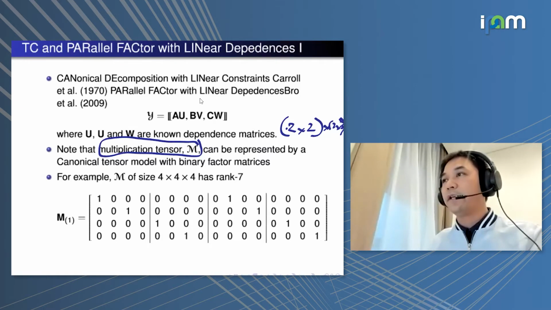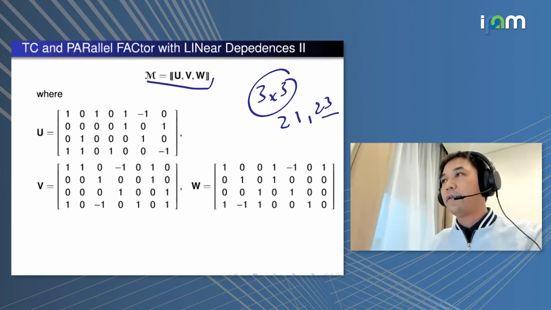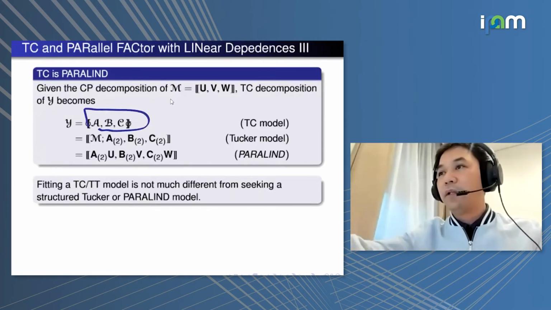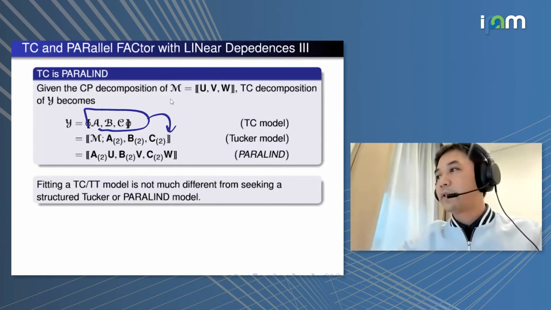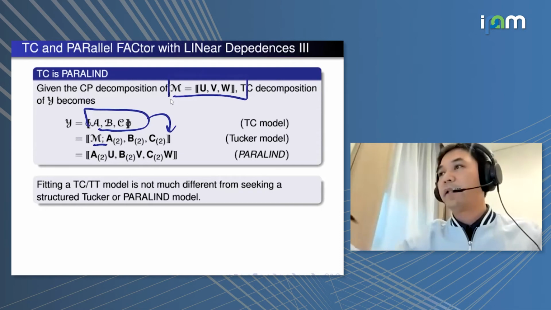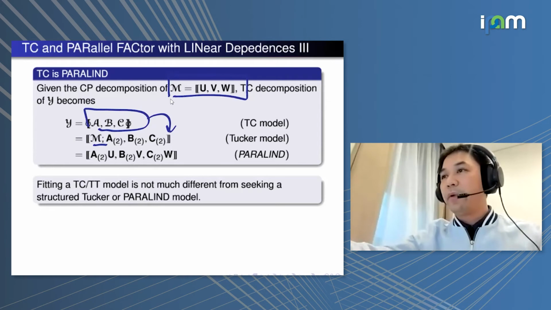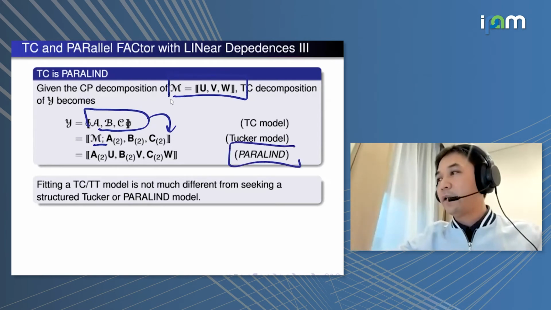In this case, look at this. We have the tensor train in this one. We have this relation to the Tucker model, and M can be decomposed by the canonical polyadic tensor decomposition. So now we replace the M, and we have here the parallel tensor decomposition.